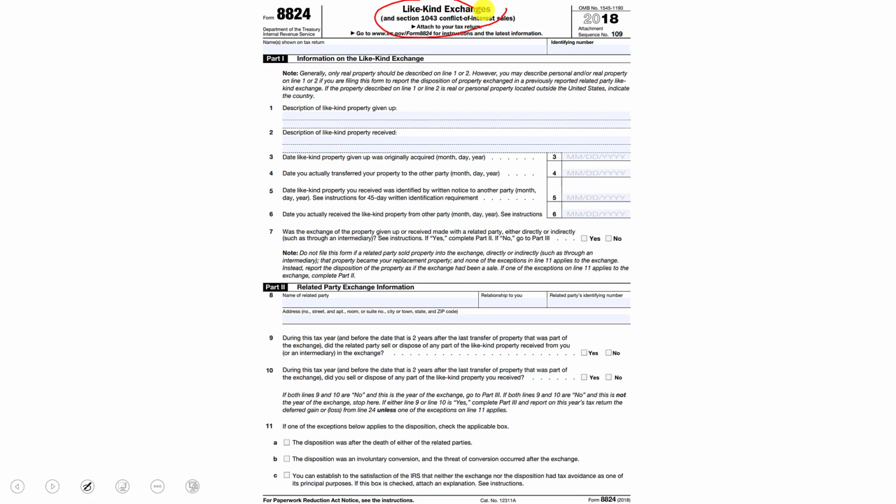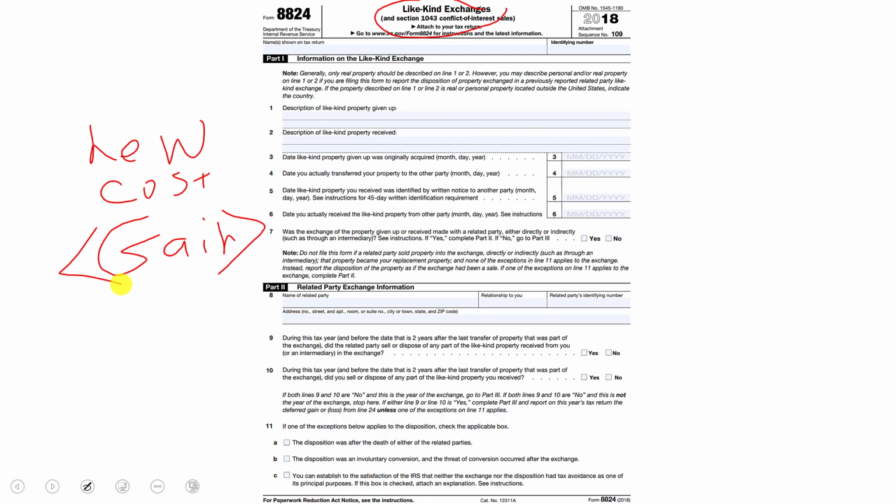The rules have changed over the years. But the general concept is that if you have a gain when selling an item and you want to replace that item with another property, you can possibly postpone paying the taxes on the gain by reducing the cost of the new asset. Okay, so here's the new costs. And what you're going to do is subtract that gain you're not going to pay taxes on from the new cost of the asset to get the, let's say, reduced costs you're going to use for the new asset.